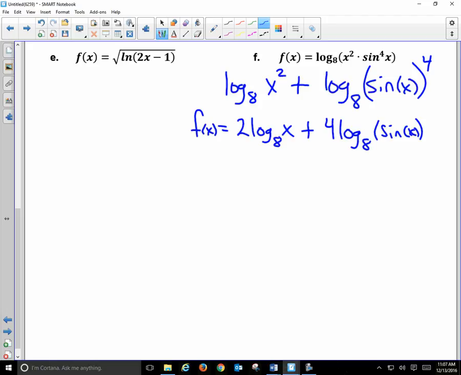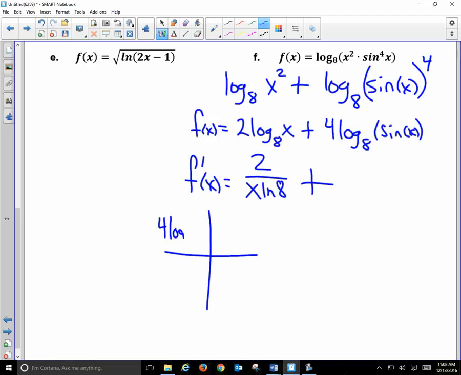Now I take the derivative. Chain rule. Not for the first one. Derivative of log base 8 of x, well, that was on the front side. If it's not natural log, what do we do? It's just 1 over x, but you have to multiply the denominator by the natural log of the base. And I have the 2, so it'll be 2 over x, but then we have to multiply the bottom by the natural log of 8. Plus, let's use the chain rule here. We have 4 log base 8 of u, and then we have sine of x. Cosine of x.